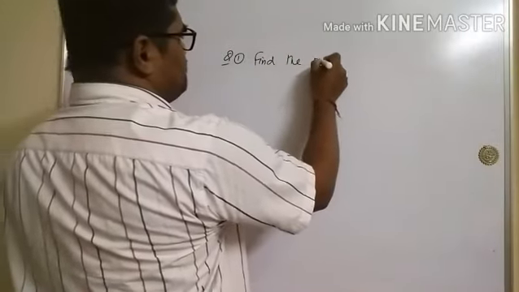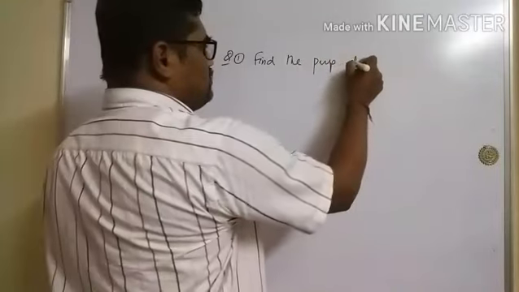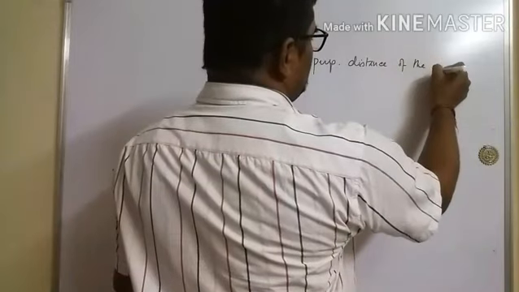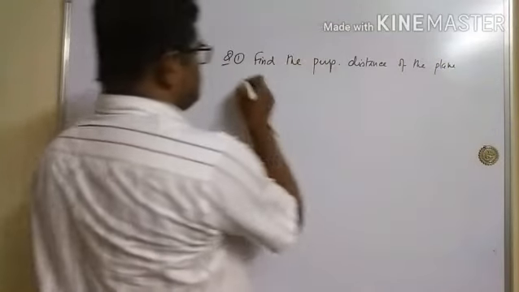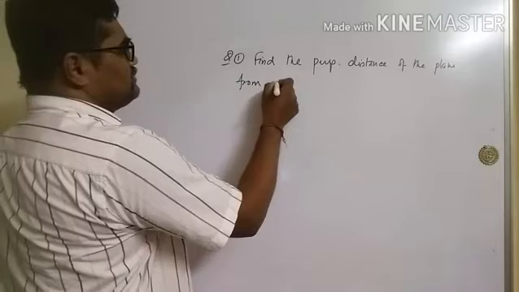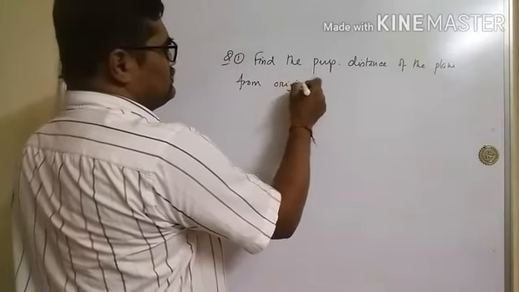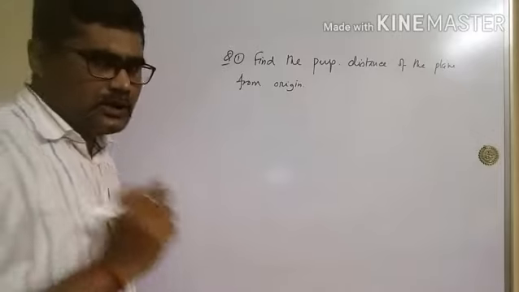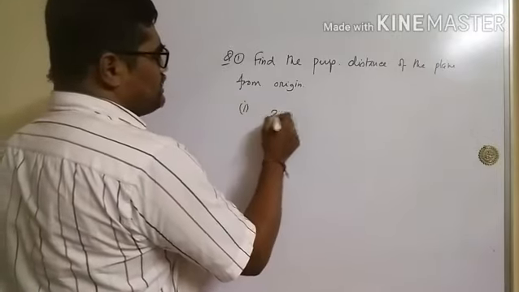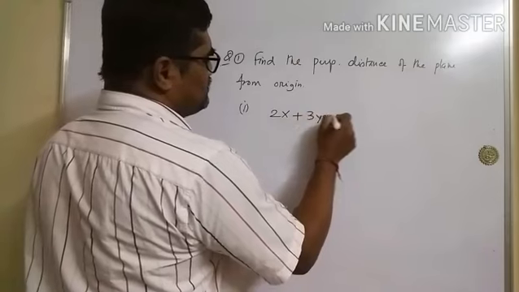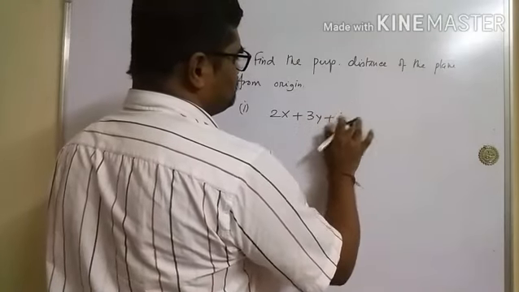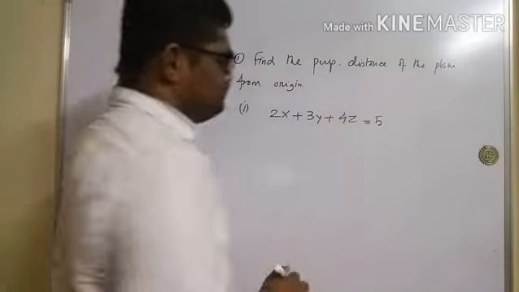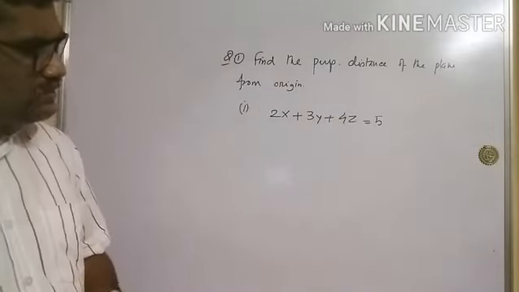Find the perpendicular distance of the plane from the origin. Right? Whatever planes I am going to give below, you have to find the perpendicular distance from the origin. Say one equation of the plane I considered: 2x plus 3y plus 4z equal to 5.